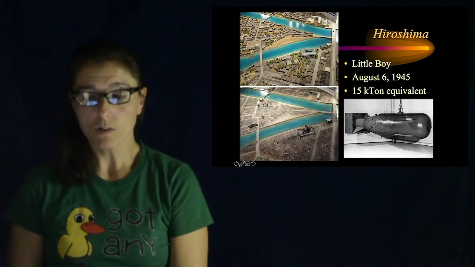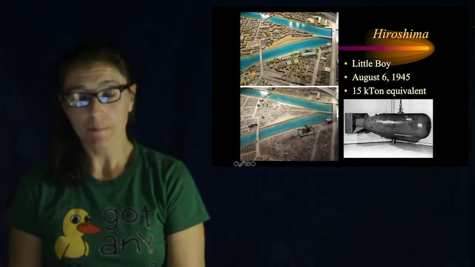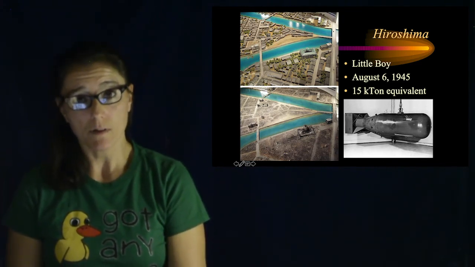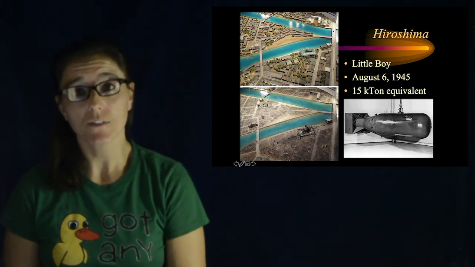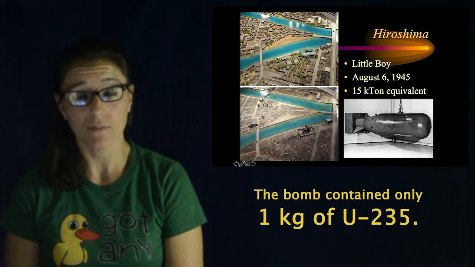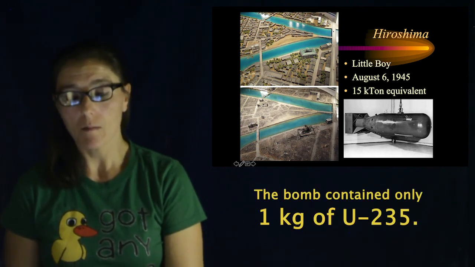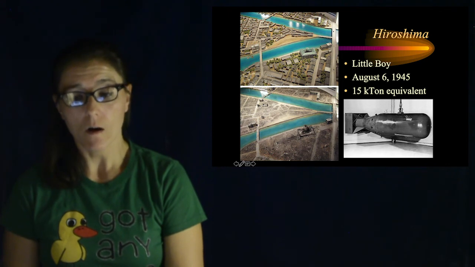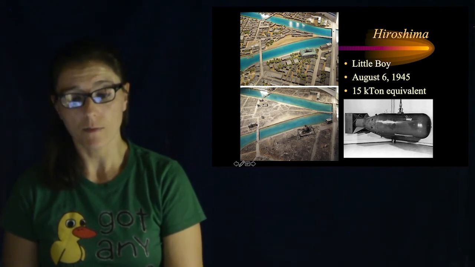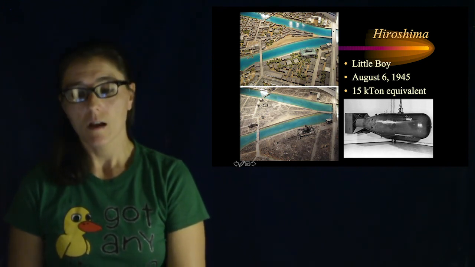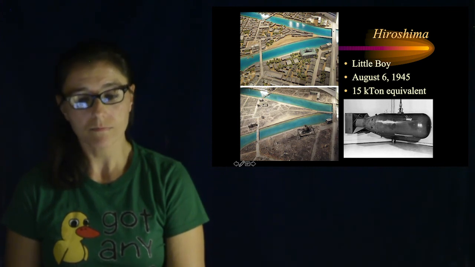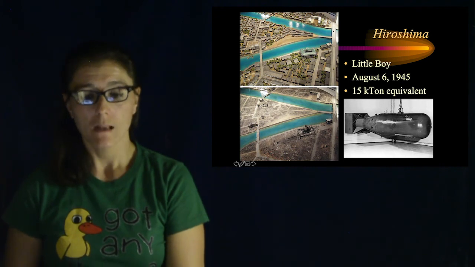So the Hiroshima bomb was called Little Boy because it was small in size. It was dropped on Hiroshima on August 6, 1945, and it was about the equivalent of a 15,000-ton bomb, or a 15-kiloton bomb. And the pictures that you see there are models of what Hiroshima looked like from aerial photographs before and after. Again, these are models rebuilt from photographs. These are not actual photographs, but you can see the total desolation, the devastation that occurred with the dropping of this bomb.